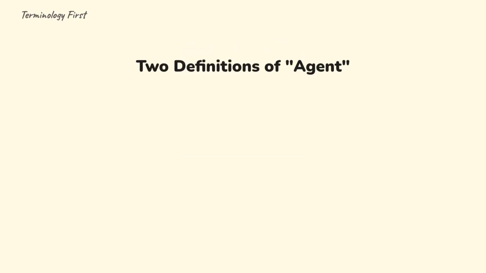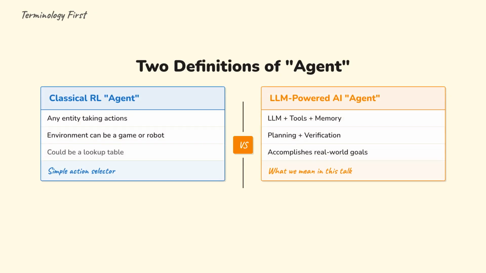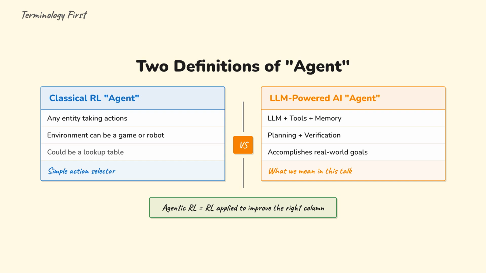Before going further, we need to be precise about terminology. In classical reinforcement learning, an agent simply means any entity taking actions in an environment. It could be a lookup table. Here, agent means something entirely different: an LLM-powered cognitive system capable of reasoning, planning, managing memory, and calling tools to accomplish real-world goals. When we say Agentic RL, we mean reinforcement learning applied to improve that second kind of agent. Keeping this distinction clear will prevent a lot of confusion.